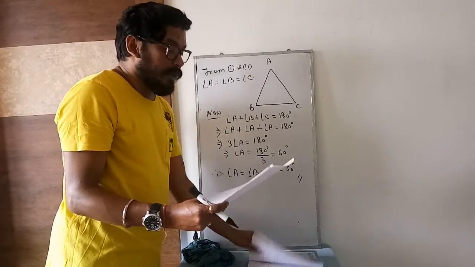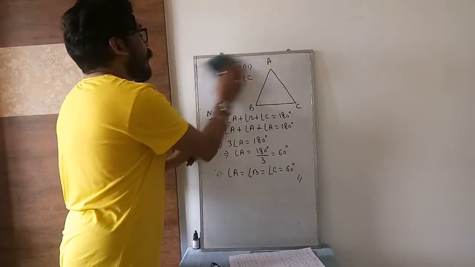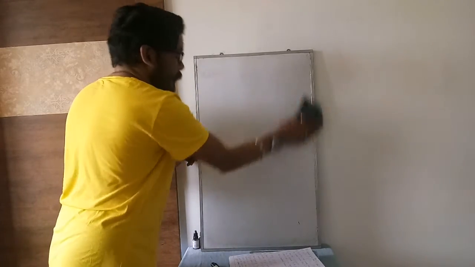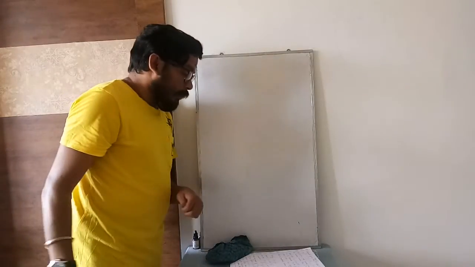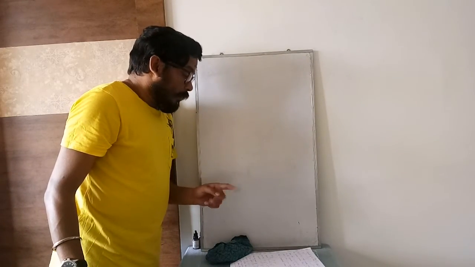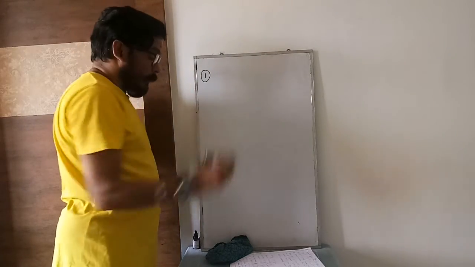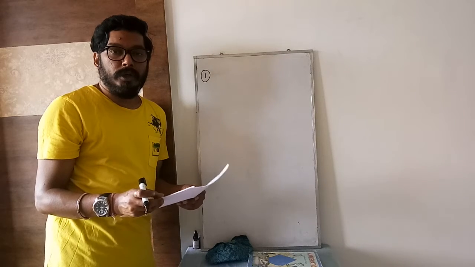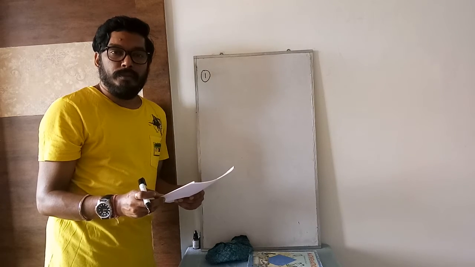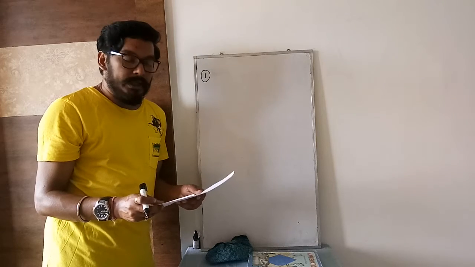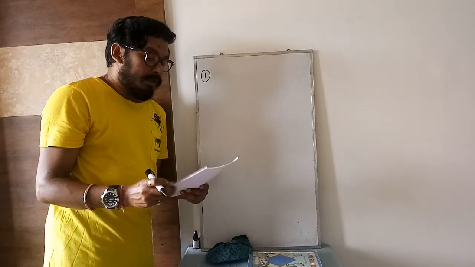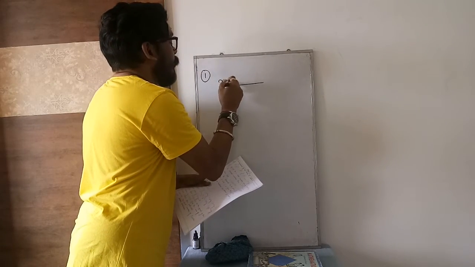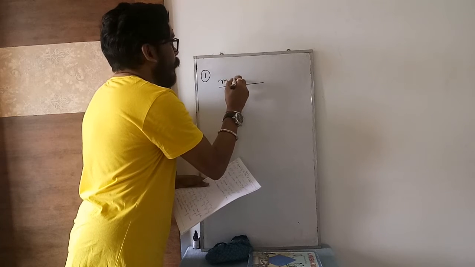Now let me discuss some questions which I have given you, the last question which I have given you to solve. So I will discuss a few questions of this question paper. The first question was: a polynomial of one term is called a what? We all know a polynomial of one term is called monomial, two terms is called binomial, and three terms is called trinomial. So a polynomial of one term is called a monomial. Your answer will be monomial.